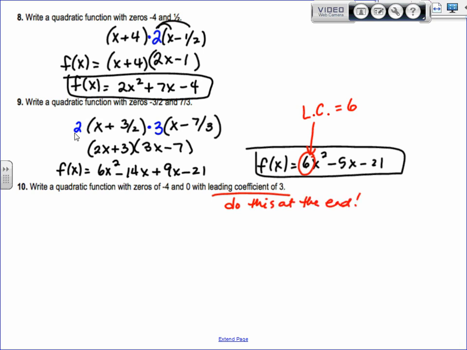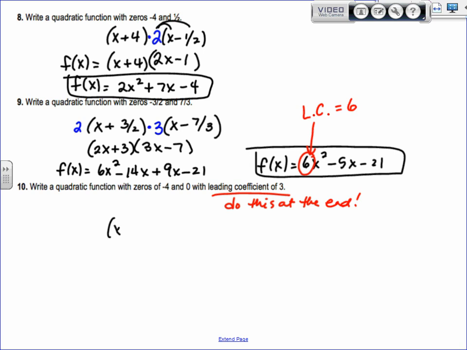Because, for instance, on number 9, what if I said I want the quadratic function with zeros of -3/2 and 7/3 and a leading coefficient of 12? Well, what would you do at the very end of number 9 if you wanted 12 to be at the beginning? Multiply through by 2. Does that make sense? So I don't want to put a 12 out front and then go bigger than what I really want. So I kind of do it at the very end.